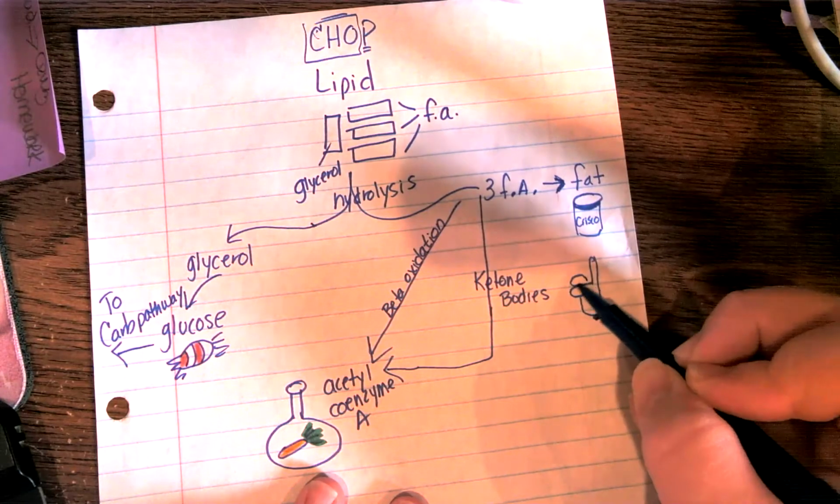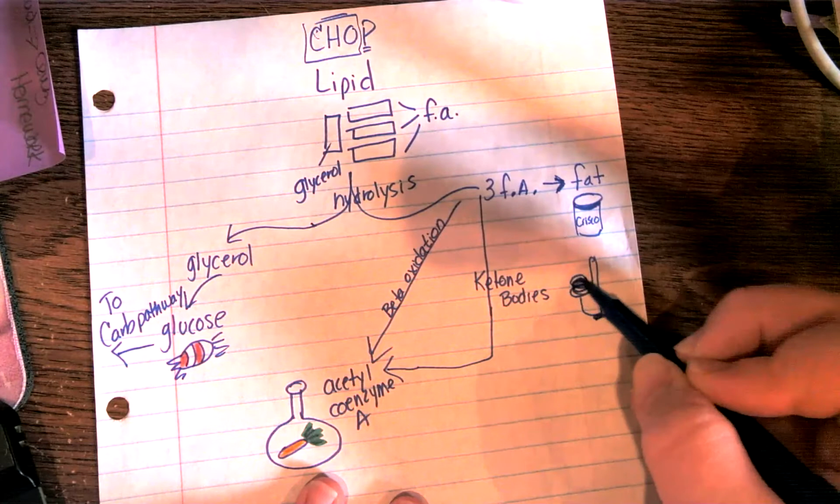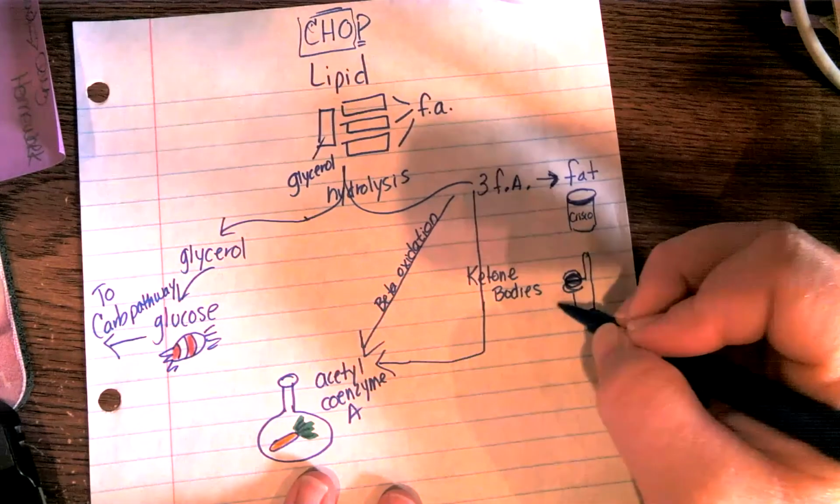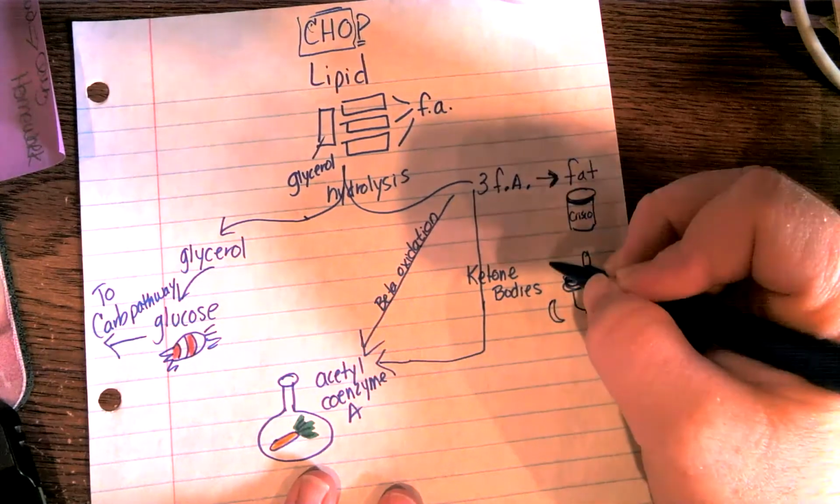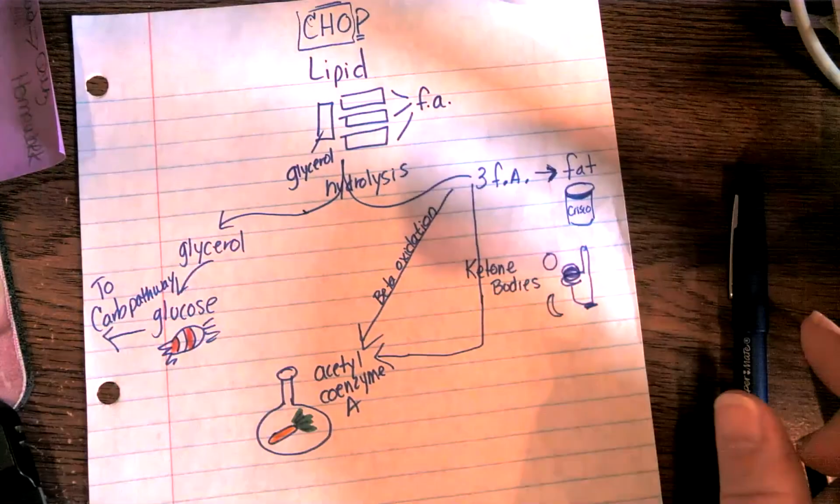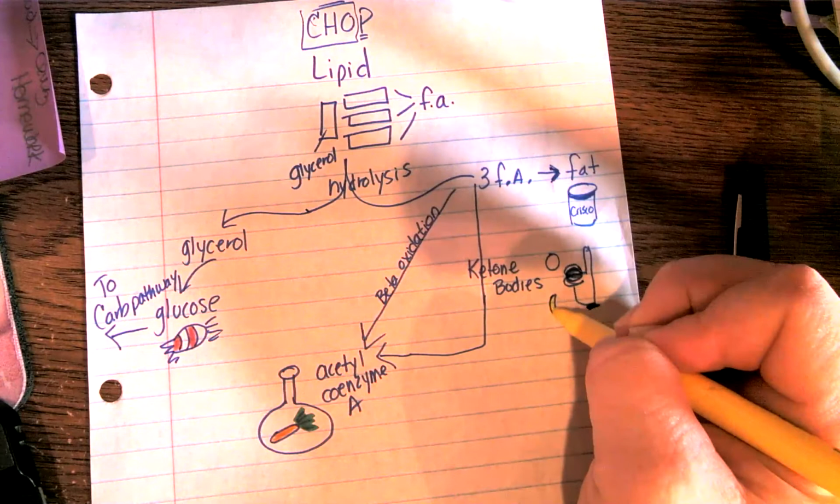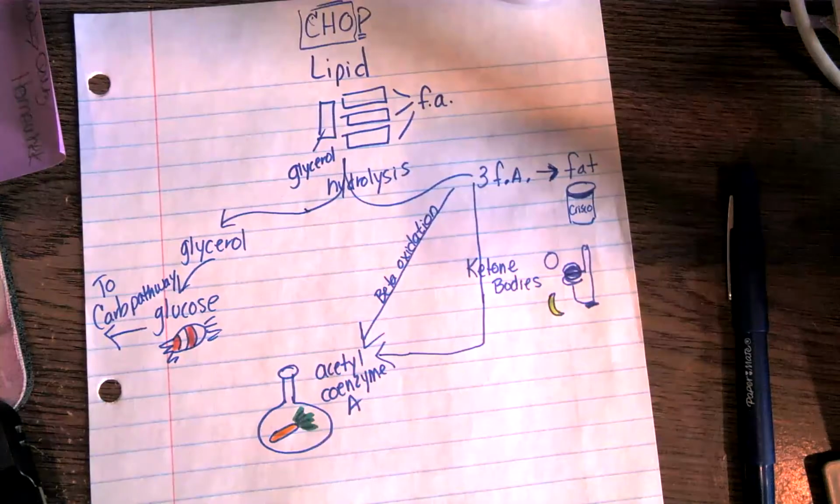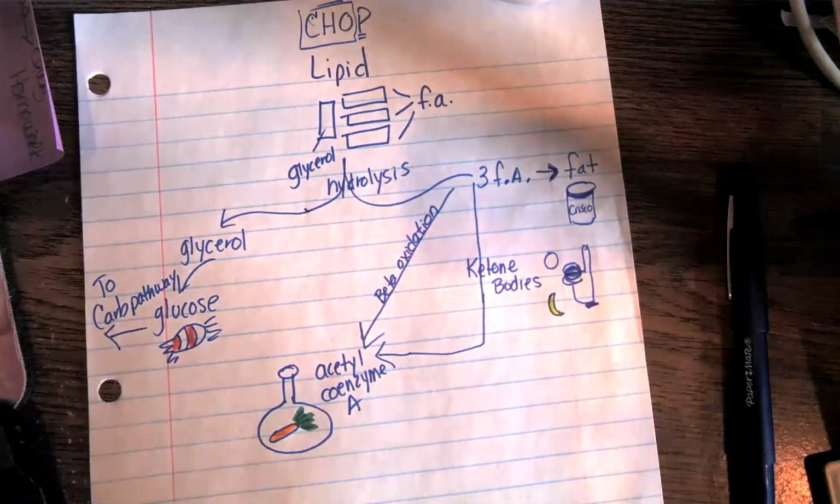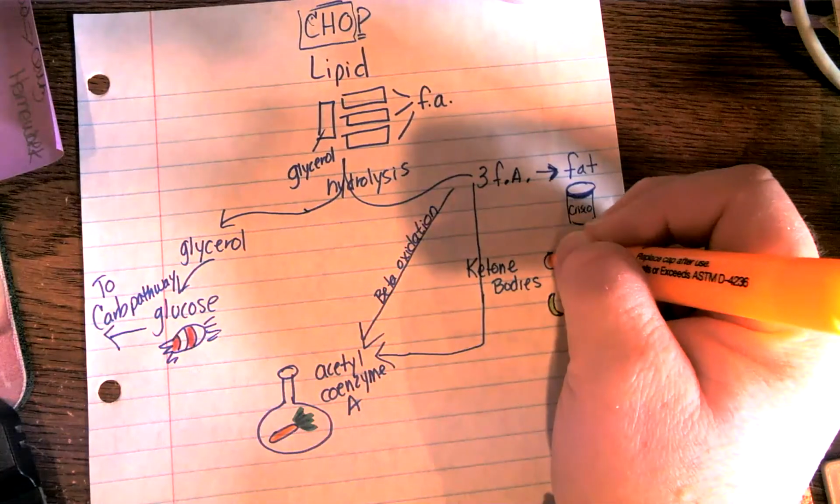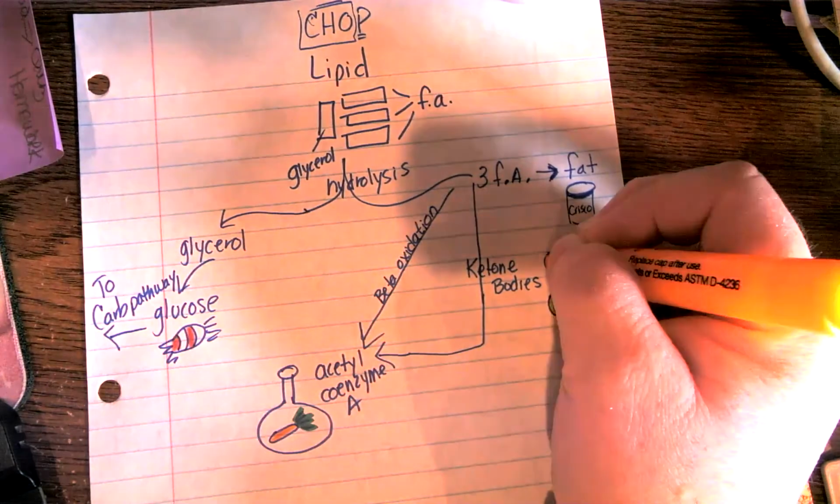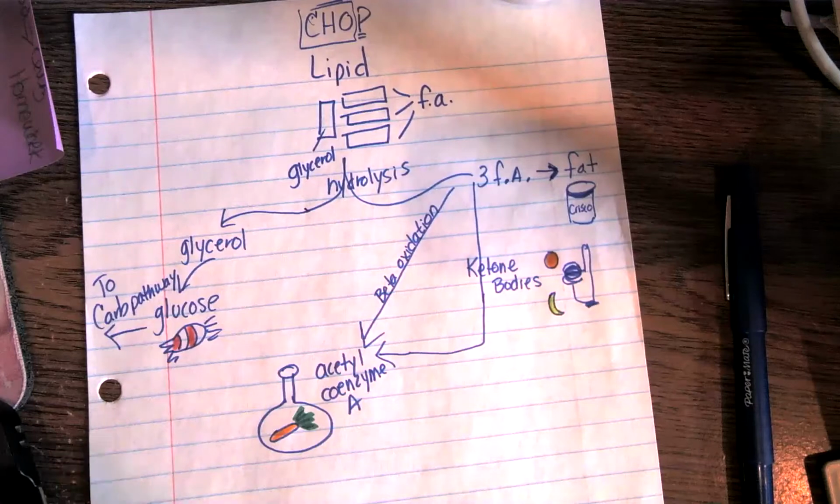I don't know what I'm drawing. I was drawing a toilet. And then I'm drawing fruit, and I'll tell you why. Have you ever heard of someone going on the Atkins diet and having fruity smelling urine or their breath being fruity? Have you ever heard of that?